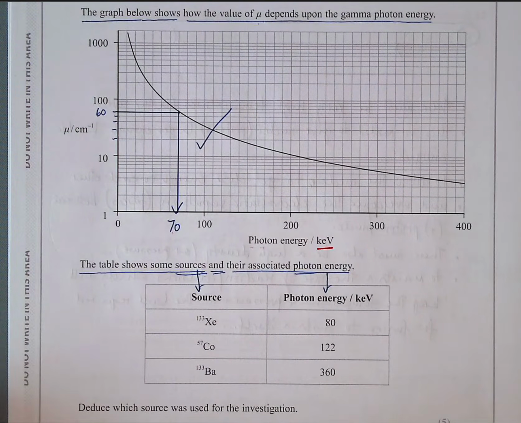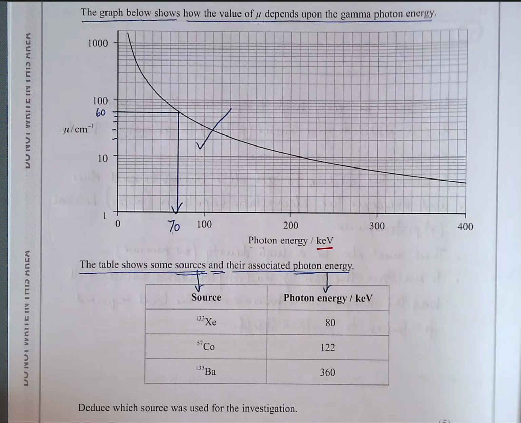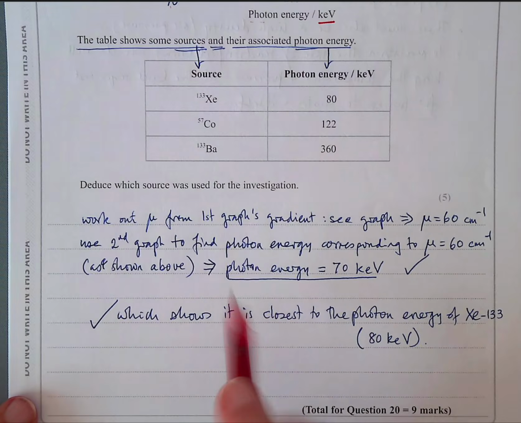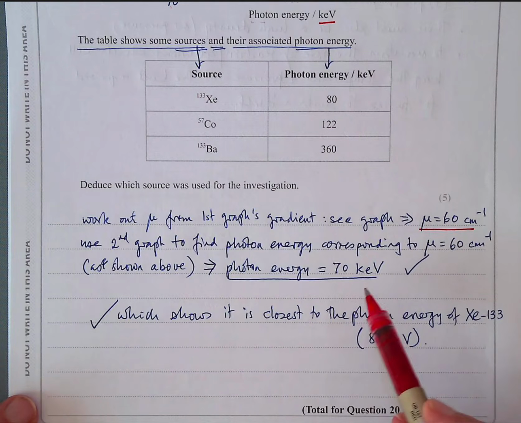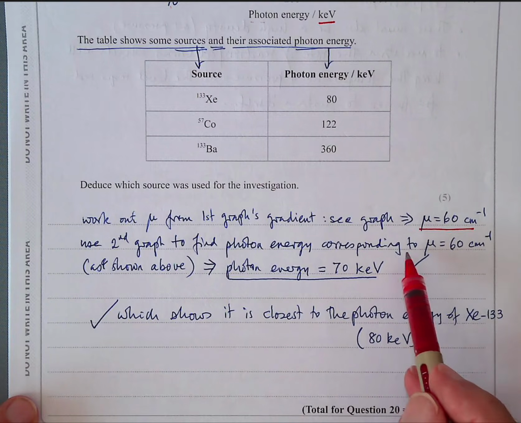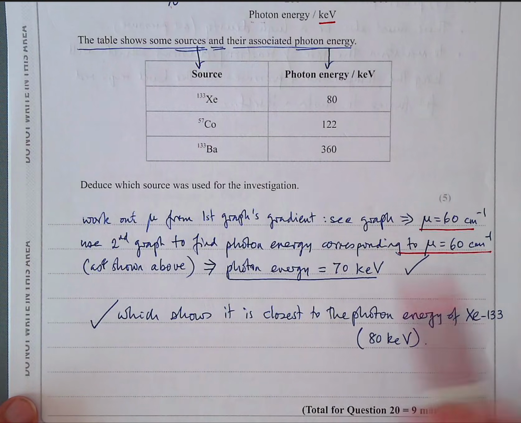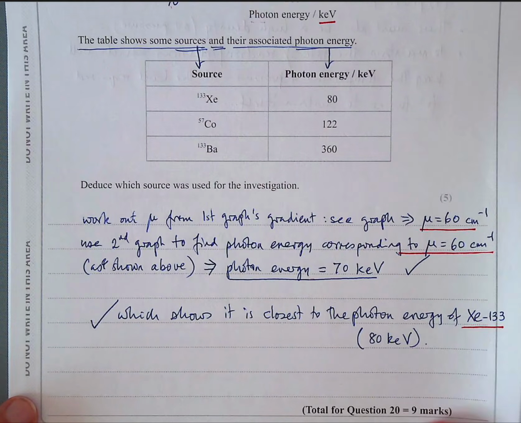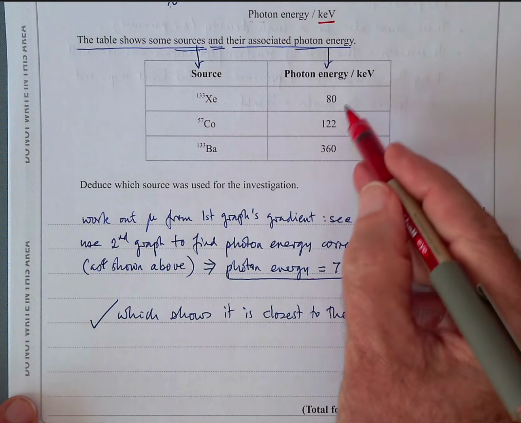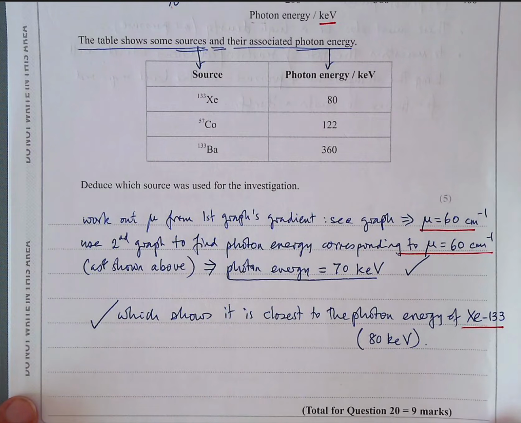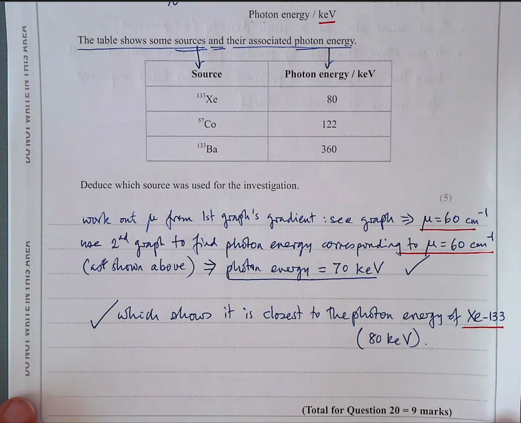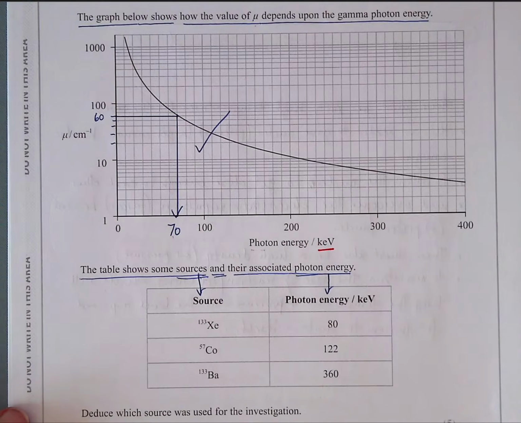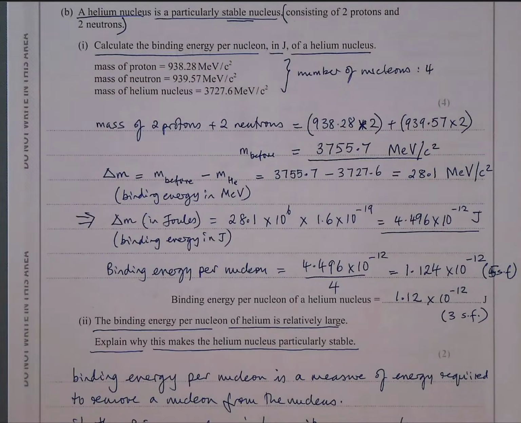So you've worked out mu from the first graph, as I showed you. Once you've worked out the gradient, you get a value of 60. Then you use the second graph, as I've shown you, to find the photon energy corresponding to the mu value that you've put in. You'll see the photon energy is 70, which corresponds closest to the photon energy of xenon-133. Hope that makes sense. It's about 10 out of 80, so it's about 12% out. I hope that makes sense. That's the end of the question.